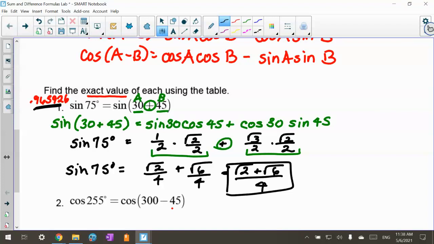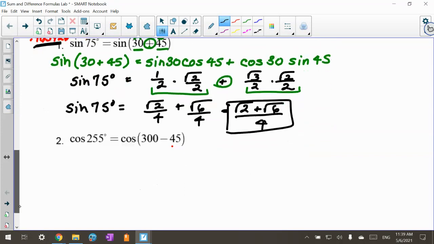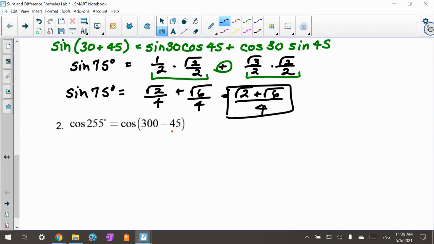So all your answers are going to have fractions and radicals in it, pretty much. So that's how you use this. It's mainly plugging and chugging. And I promise you that I will always give you the formulas. I don't expect you to memorize them, but to see that you can find exact values by just using these formulas. All right. Now let's try the cosine of 255.